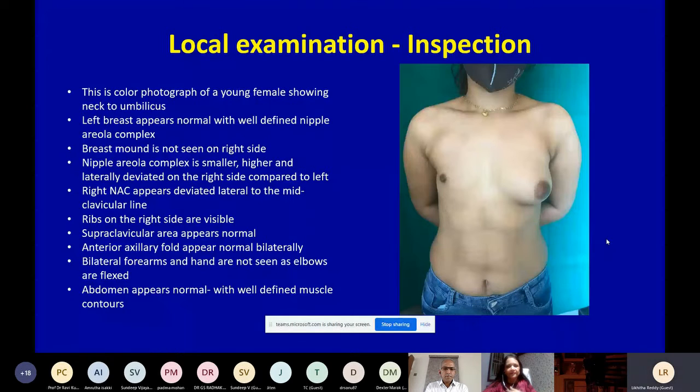We have also put a case. I don't know whether that case is there or not. There is a male Poland syndrome also I have put in. I don't know, I think you have not been shown that. I think probably at the end, I'll ask them to put it on.